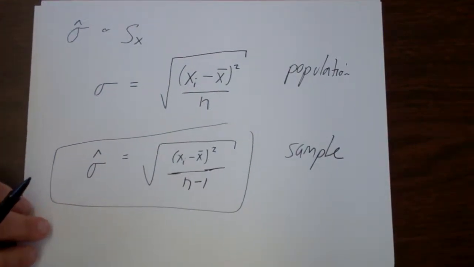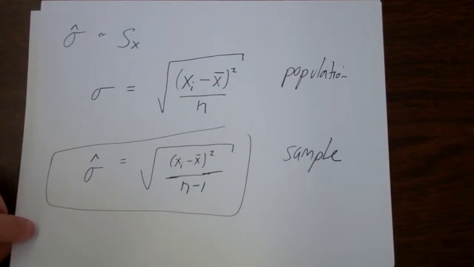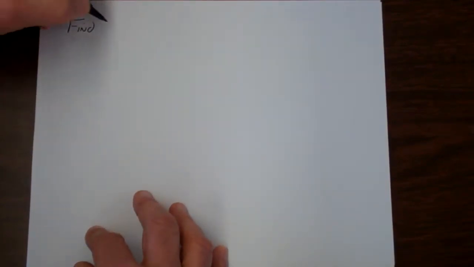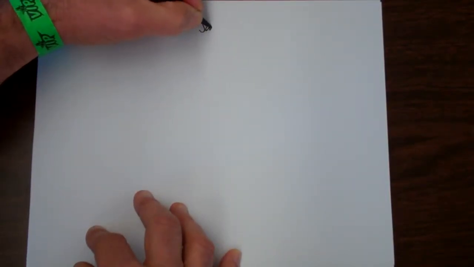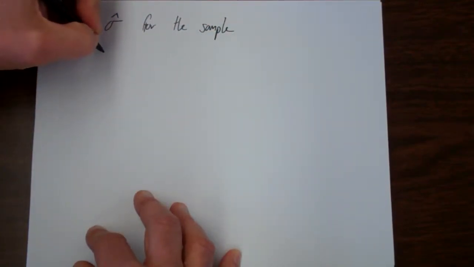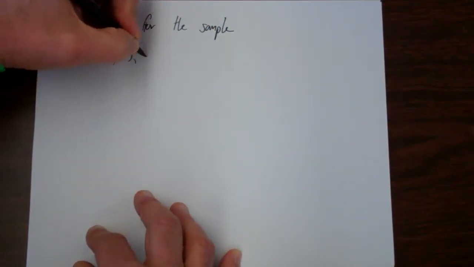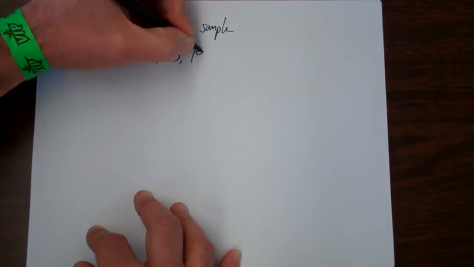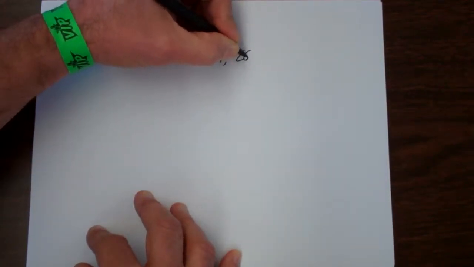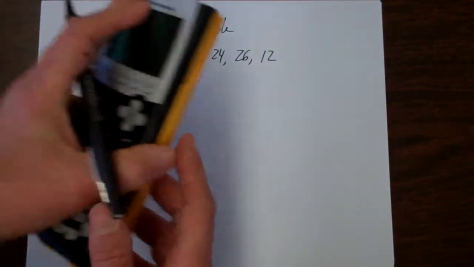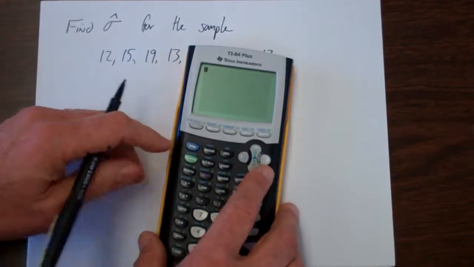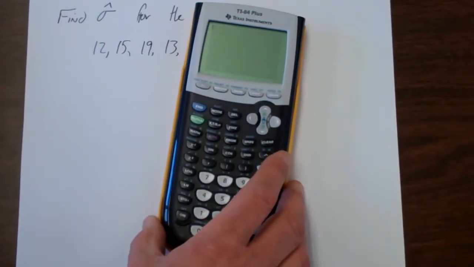Sometimes you calculate that by hand, but usually you use a calculator. So let me show you how to do that with a calculator. Let's find sigma hat for a sample. Let's say we get 12, 15, 19, 13, 18, 24, 26, 12. So let's just use our calculator here. I'm going to zoom in just a little bit.